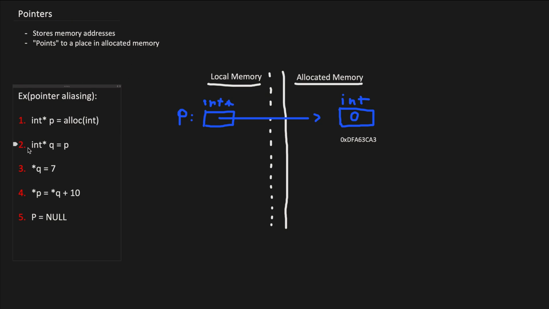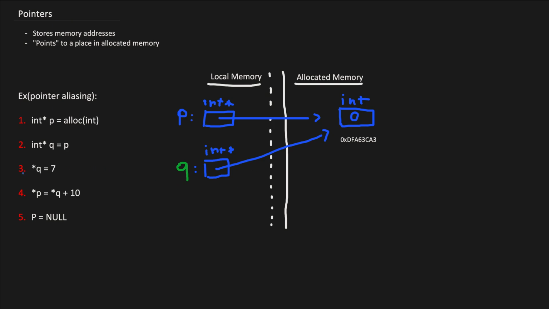Okay, so to move on to step 2, if we say int star q is equal to p, what this would do is it would create another variable q, and q is also an int star. And so we said int star q is equal to p, and p is equal to this memory address. So q is also equal to the same memory address. So it'll point to the same box in allocated memory.